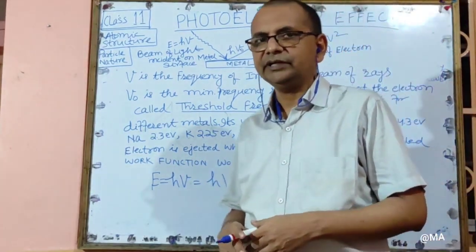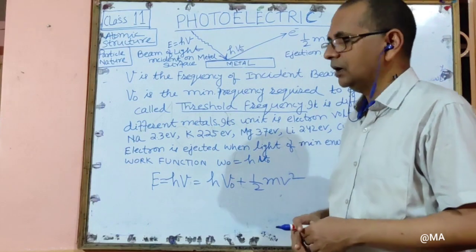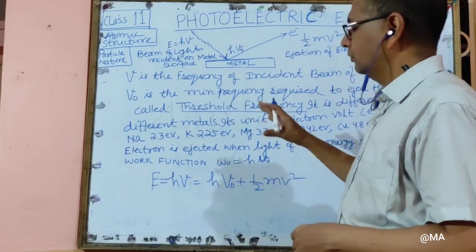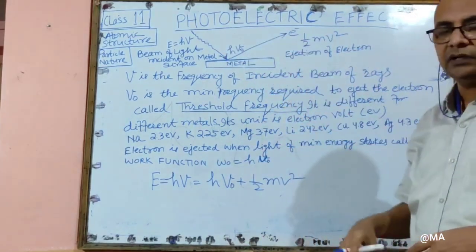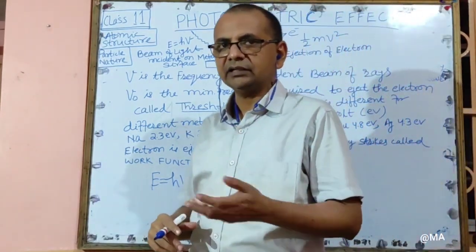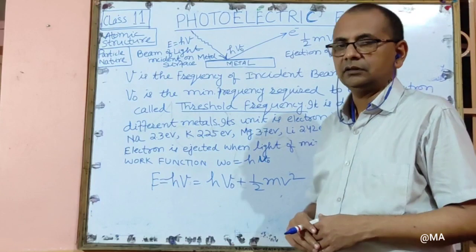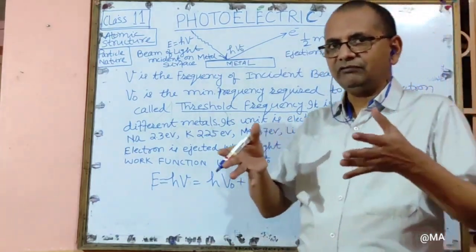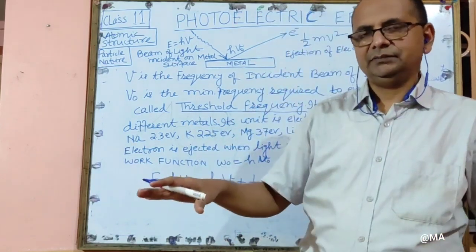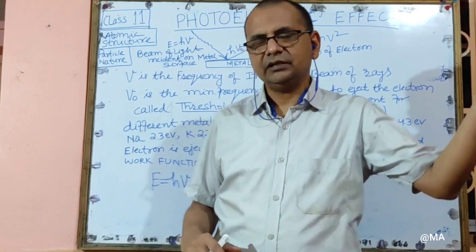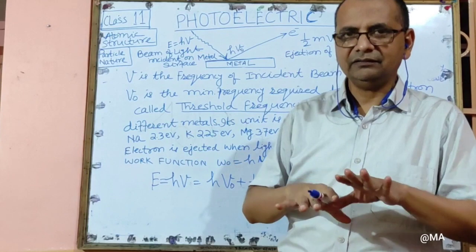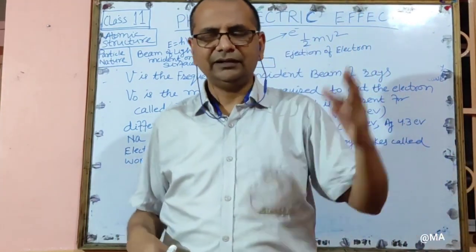In chemistry, the important topic is atomic structure, and in atomic structure this is the photoelectric effect. This photoelectric effect is based on the particle nature of light. When a beam of light falls on the surface of a metal, it ejects electrons.